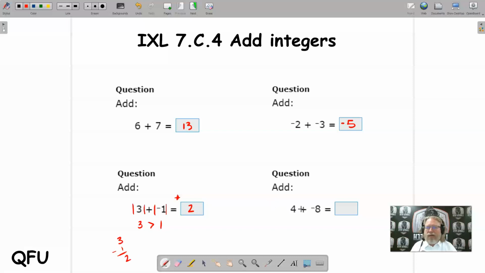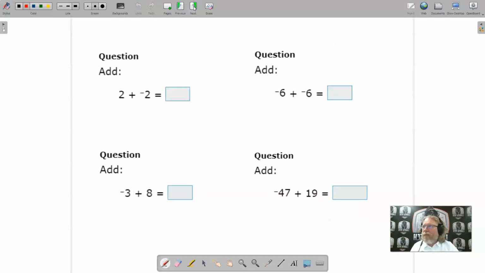Here I have two different signs, so the absolute value of 4 is 4 and the absolute value of -8 is 8. 4 is less than 8, so the -8 is going to win out. The answer is going to be negative. And then I need to subtract these. Well, 8 minus 4 is 4, so my solution is -4.